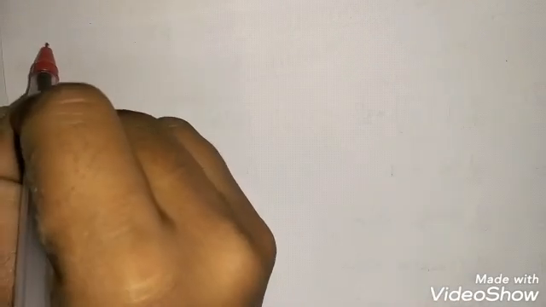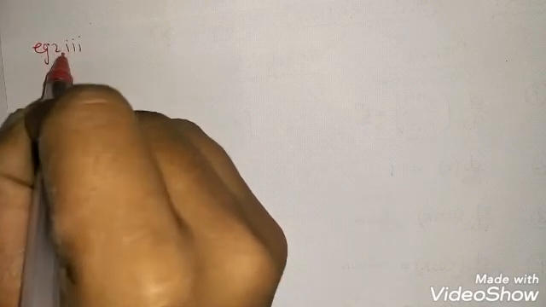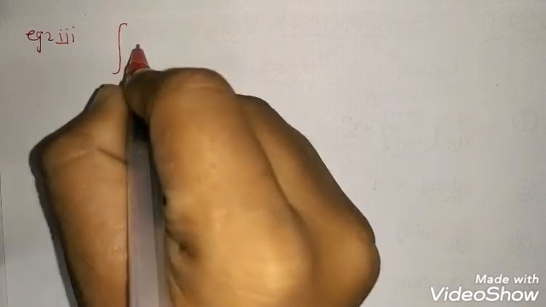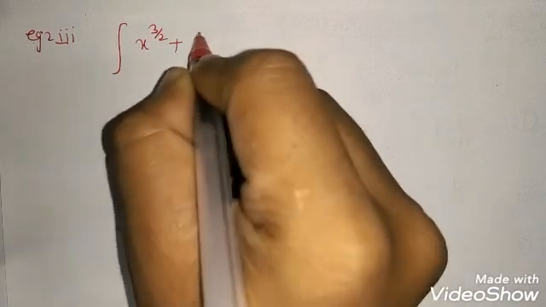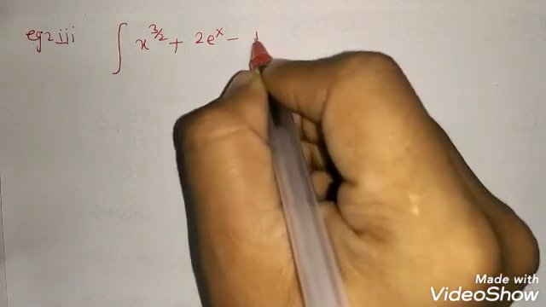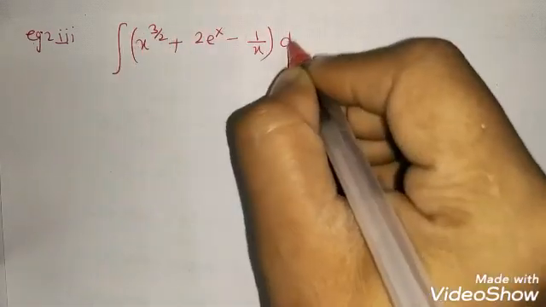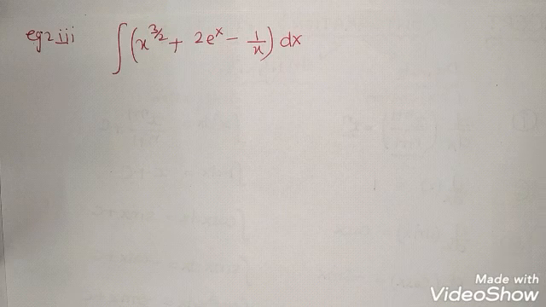This is NCERT example number 2 part number 3. Let me change the pen. Example number 2 part number 3. What this says is, integration of x to the power 3 by 2 plus 2e to the power x minus 1 upon x dx. Calculate the integral. It's again the easiest one.